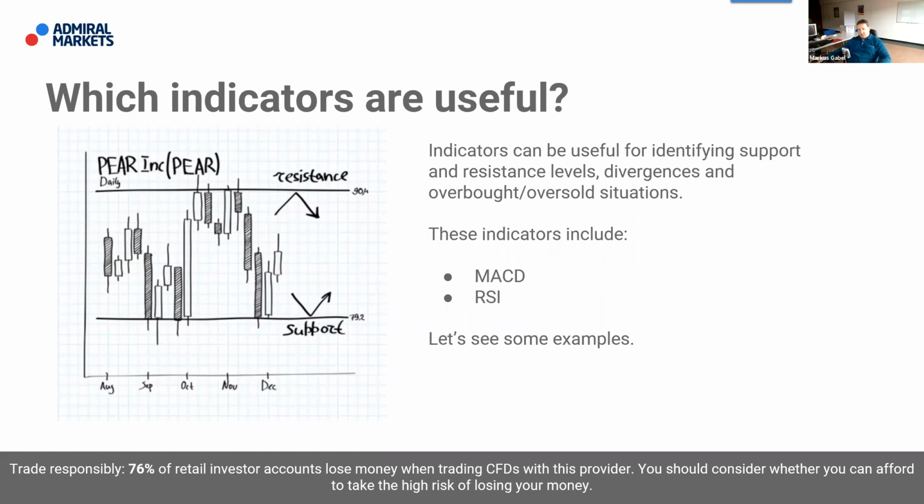We are humans, guys, right? We need a little bit more security, safeties. Guarantees? No, you don't have any guarantees in the market. So which indicator for your support, that you feel good, that you feel more comfortable, is useful? Maybe some indicators can be useful to identify support and resistance levels, like divergences or overbought, oversold situations. So most of the time I use MACD or the RSI.